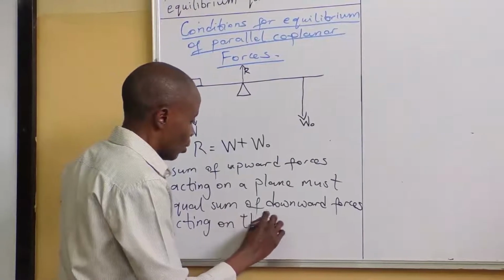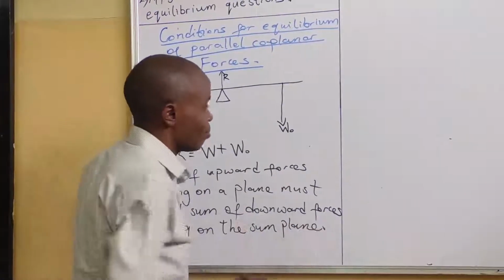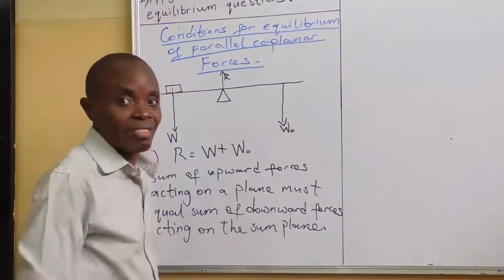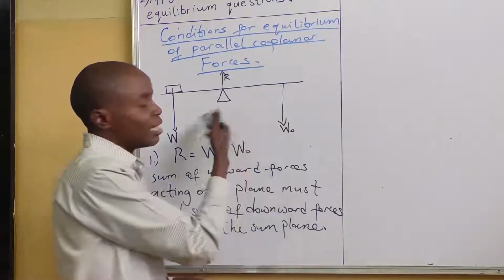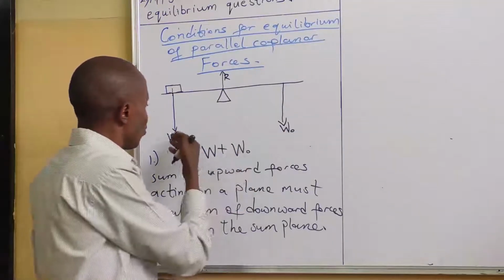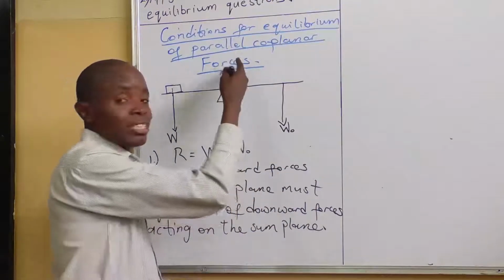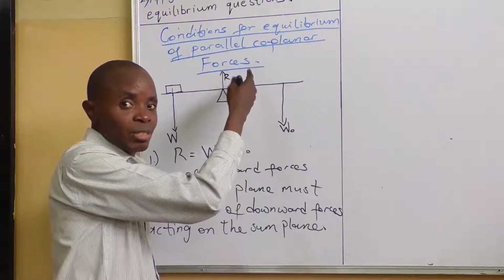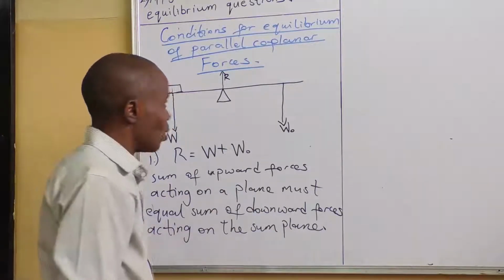Acting on the same plane. Another way of saying this is to say the vector sum of both forces must be 0. Vector sum means you consider the directions. So if you consider the forces acting south as negative, the one acting north will be positive. By the time you do a vector sum, then you should have 0 as the answer.